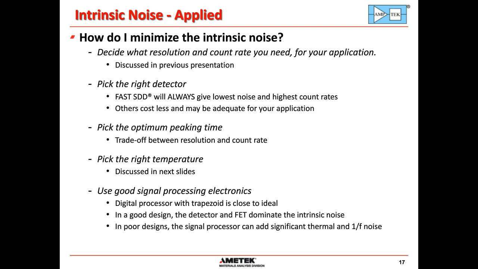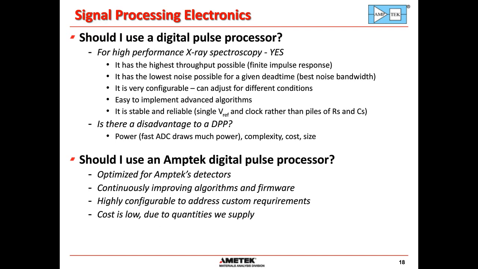We recommend using a digital pulse processor. The performance is always best. It does draw a bit more power, but in most applications in X-ray spectroscopy, the performance makes it worth it. Amptek provides digital processors. People sometimes use others. I will say that Amptek's processors are really designed to work with Amptek's detectors. We've invested a lot of design time in really optimizing these processors, and they really provide the best performance with our detectors under the range of application conditions.